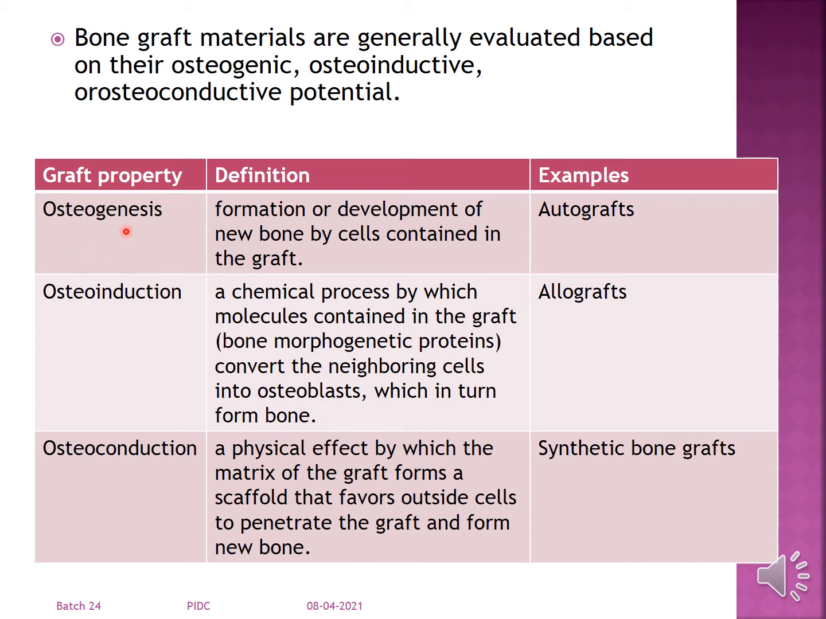Osteogenesis is bone formation, so you can see here the bone is getting formed. Osteoinduction is where the graft material induces the surrounding bone to convert into osteoblasts, whereas in osteoconduction, the material forms a scaffold, allowing the outside cells to come and penetrate into the graft and form a new bone. So these are the three major graft properties.